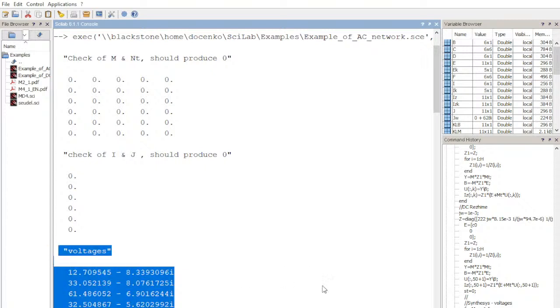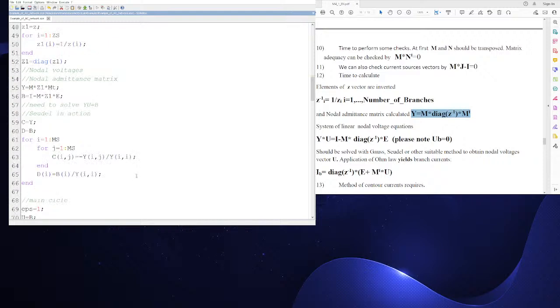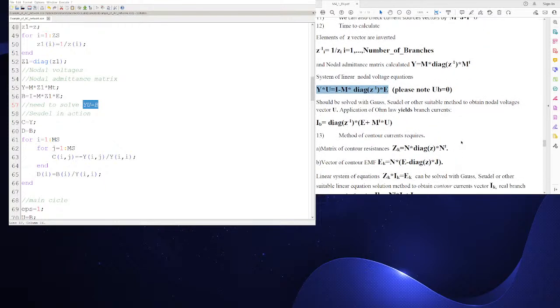The node voltage. How did I get it? The nodal admittance matrix should be calculated. How? Here it is. Nodal admittance matrix, 3 element vector, and I need to solve a system of linear equations. I need to solve this system of linear equations.